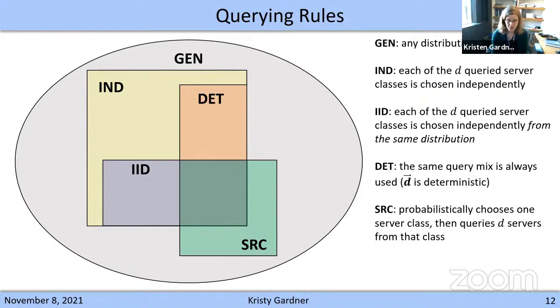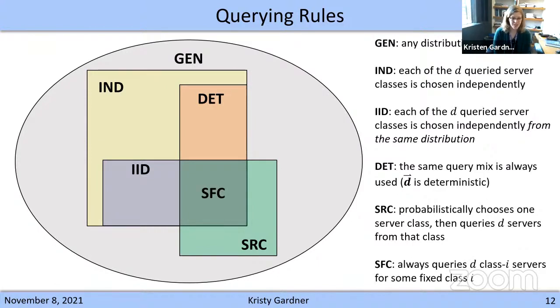And our last family lies in the intersection of a number of these earlier classes. And this is single fixed class, which says I'm going to choose at the beginning of my system's lifetime a single server class. And I'm always going to query servers from within that class. This is effectively throwing away all but one of our server classes so that we end up with a homogeneous system with fewer servers. Not necessarily a sensible thing to do, but a possible thing to do.